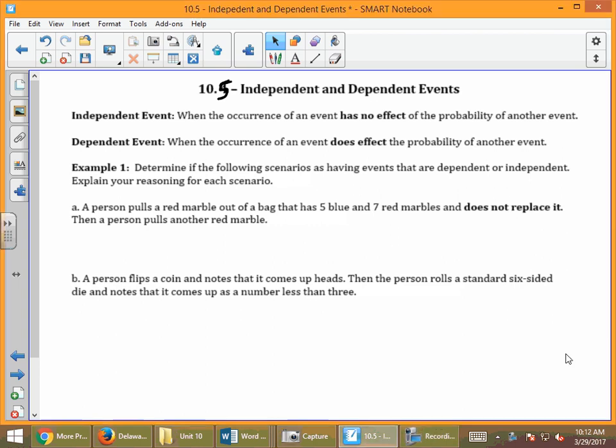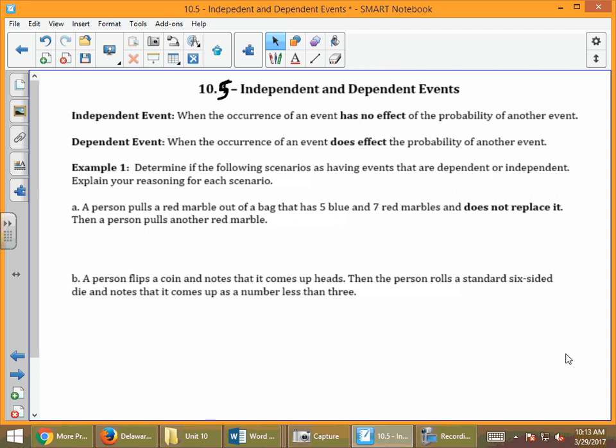So in this section we're going to talk about determining whether, in a scenario, the events that are happening are independent of each other or dependent. Dependent means one event is affecting the outcome of another event. Independent means one event does not affect the outcome of another.